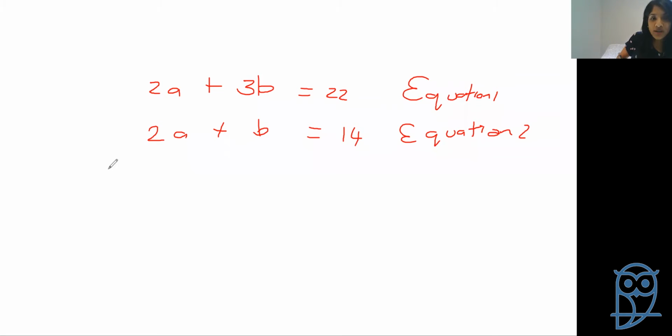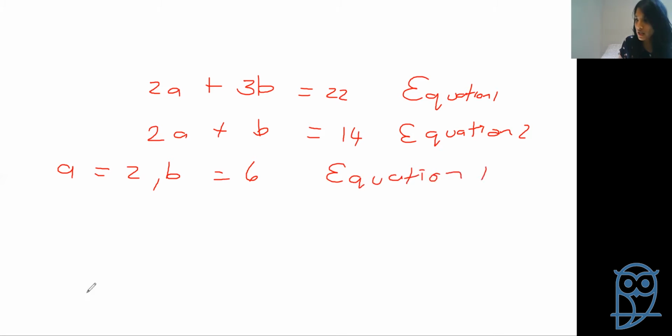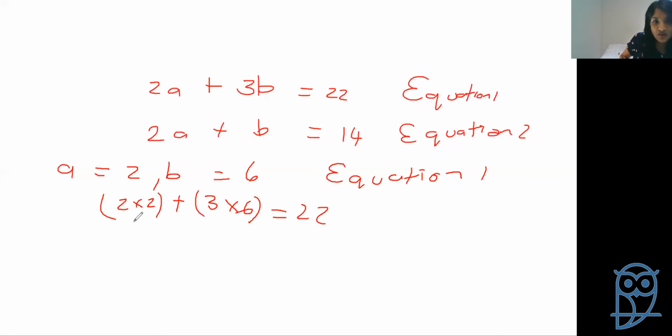Okay, first let's try this. a is equal to 2 and b is equal to 6. We'll call that equation 1. Then 2 times 2 plus 3 times 6 is equal to 22. You know, 2 times 2 is 4 and 3 times 6 is 18, and if we add them both up, they're 22.